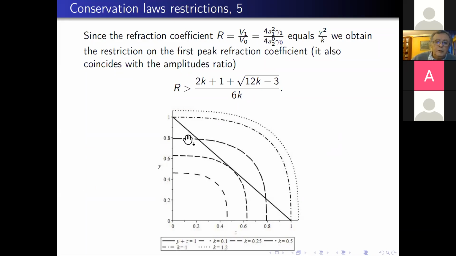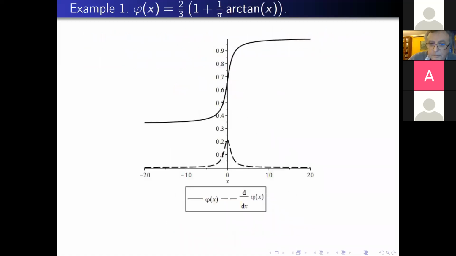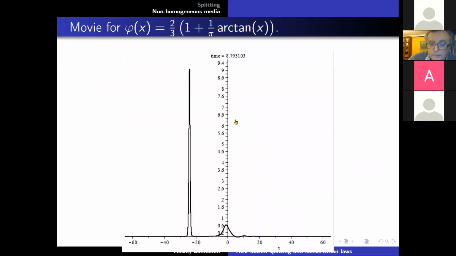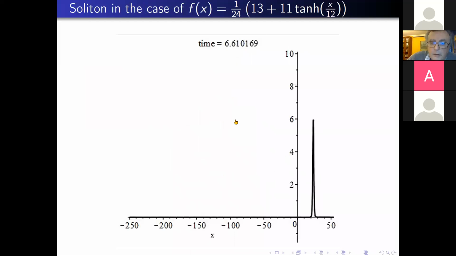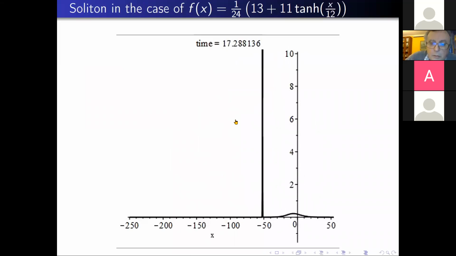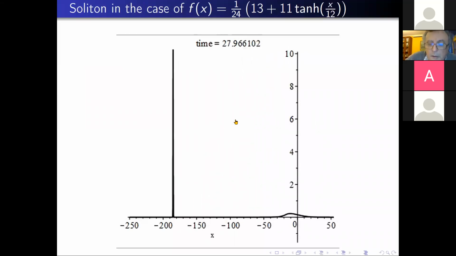So in fact, the reflected wave exists, but is so small that in this resolution it cannot be seen. This is the case which we are discussing.